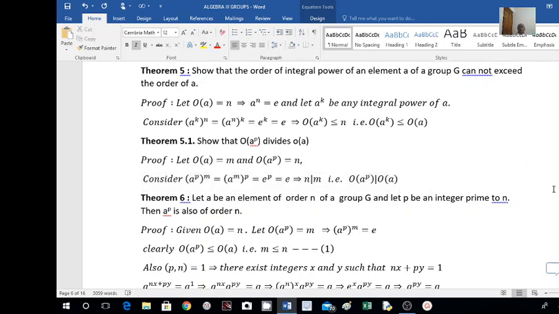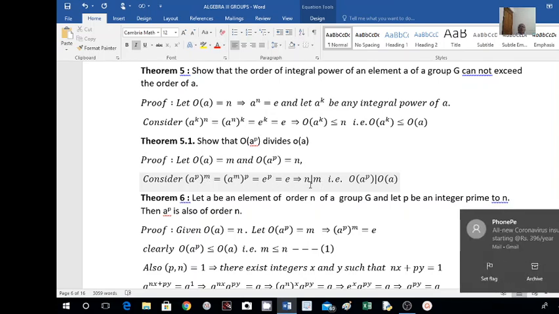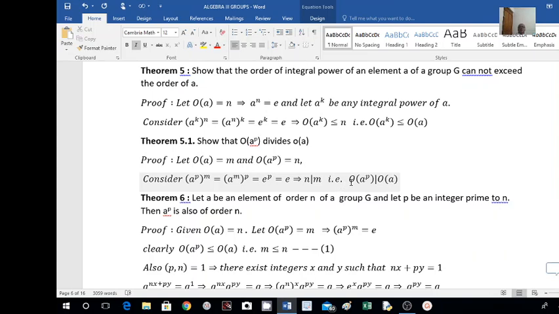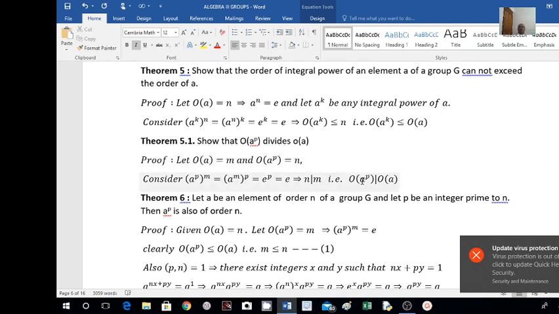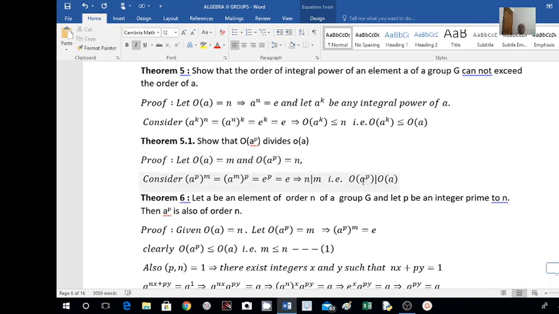Now, we have given one note. Suppose order of A is equal to N and M is an integer such that A raised to M equals E, then order of A divides M, that is N divides M. So here also, A raised to P to the power of M equals E, which means the order of this divides M. Order of A raised to P divides M. N is equal to order of A raised to P, and M is nothing but order of A. So the order of any integral power of A always divides order of A.